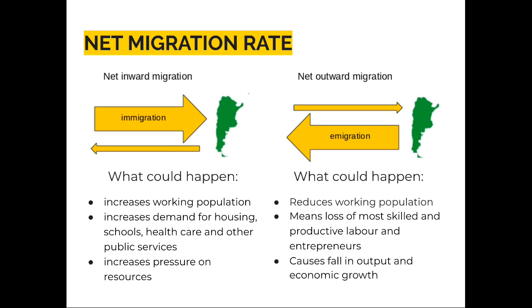And then next, it causes a fall in output and economic growth. Why? Because people are leaving. So that's why they have to think about optimum population. If a lot of people are leaving, it means they will be underpopulated, and then it's not good for their economy. But if more people are coming, it's not good as well because they can be overpopulated. So that's why the government has to think about this.